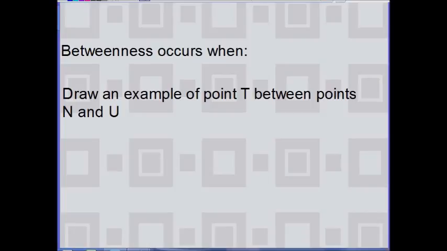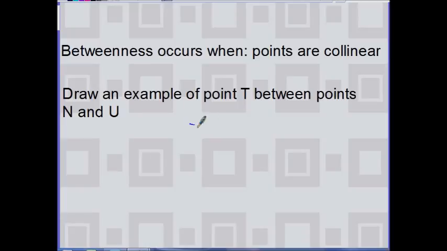So next we're going to talk about betweenness. Betweenness occurs when points are collinear. Betweenness does not mean midpoint. It just means somewhere in the middle-ish. So here we go. Let's draw an example. We're going to draw an example of point T between points N and U.